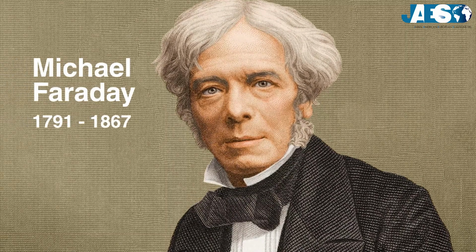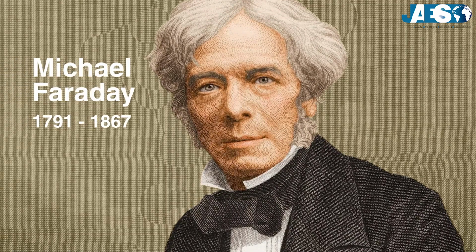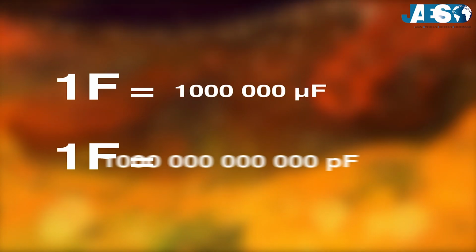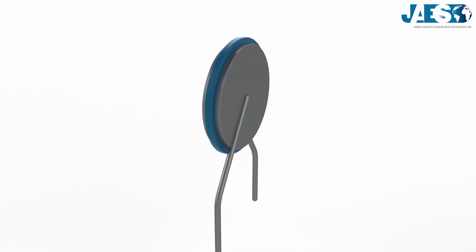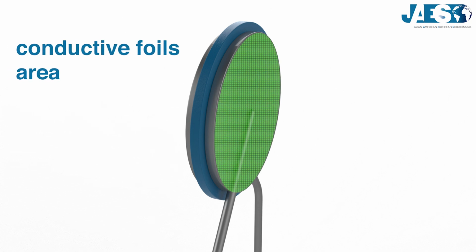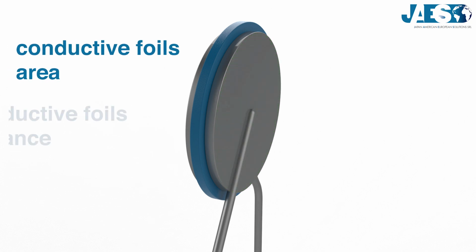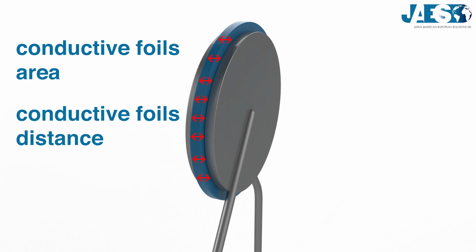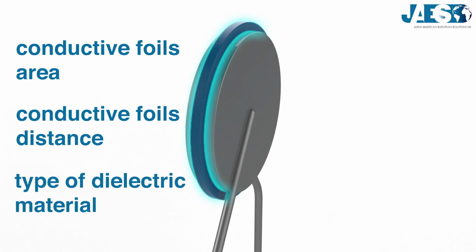Its name is due to the physicist Michael Faraday. And 1 farad is a huge measure compared to the capacity of a standard capacitor. That's why we use submultiples, microfarad, or the picofarad. The farad is directly proportional to the area of the conductive foils, inversely proportional to the distance between them and dependent on the type of dielectric insulating material.